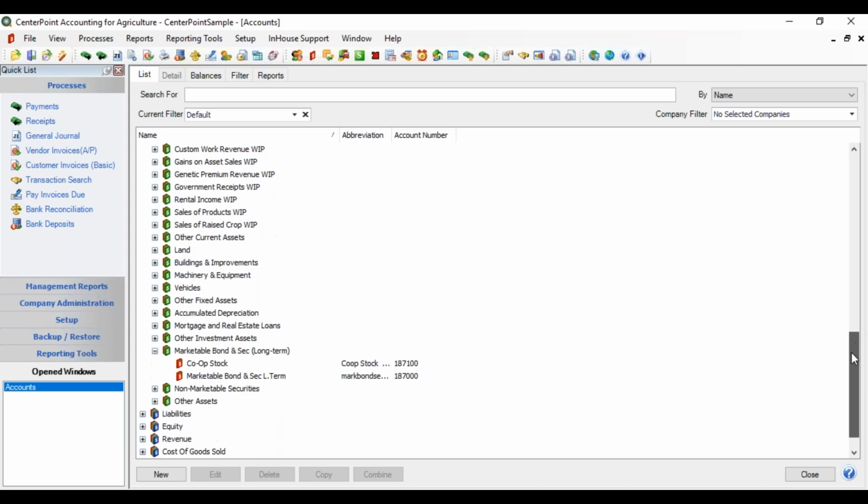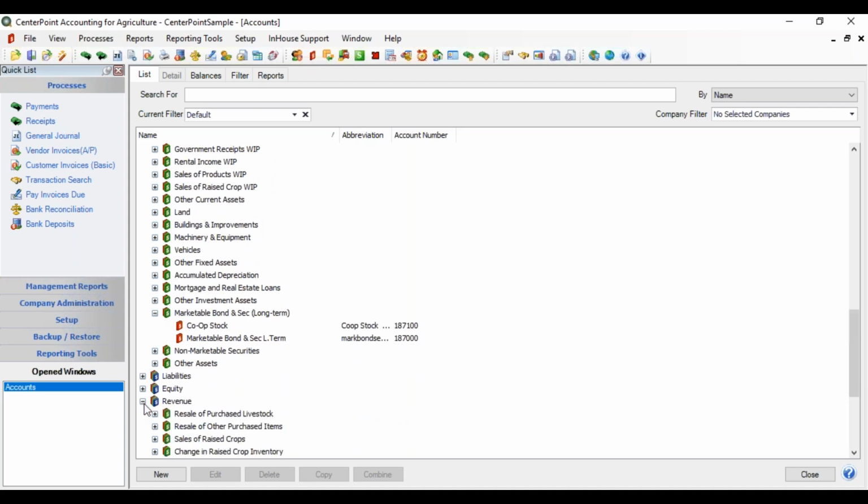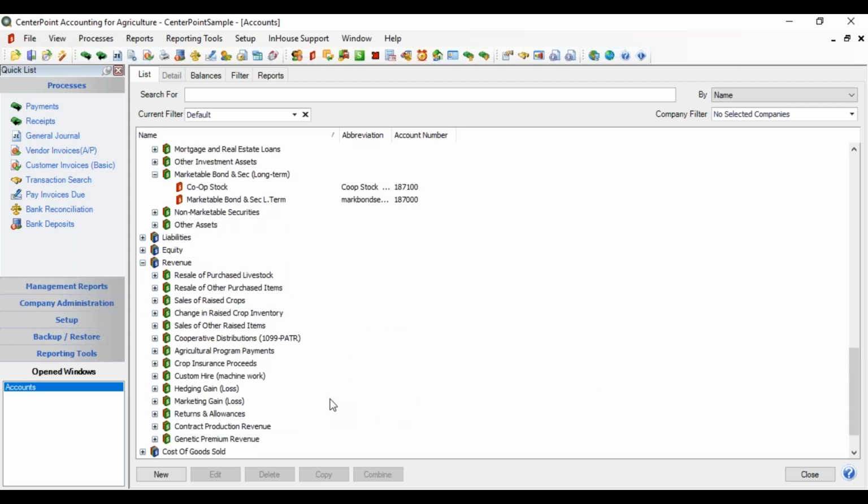And then under Revenues, we will have accounts for the revenue side of the patronage dividend. So under the account category of cooperative distributions, and in parentheses, it indicates that you would be getting a 1099 patronage form for this. You might have just one account for a cooperative distribution, but if you want to track the portions separately for cash and non-cash, then we would recommend having two separate accounts here. For example, we have a co-op distribution cash and a co-op distribution non-cash.